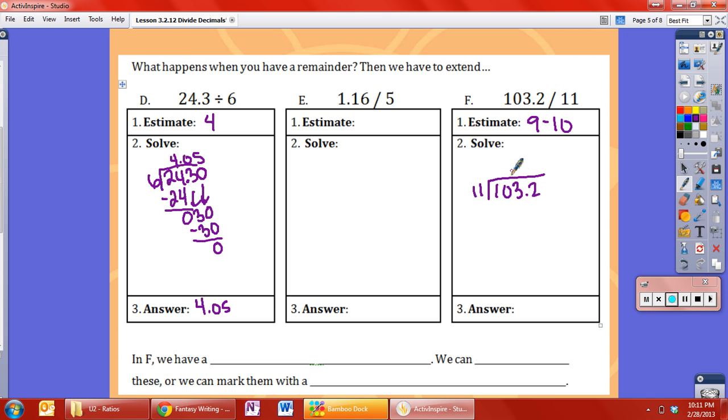11 goes into 103 9 times, that's 99. When I subtract, I get 4, which is smaller than 11. I can bring down my 2. 11 goes into 42 3 times, which would give me 33. And I subtract, and I get 9.